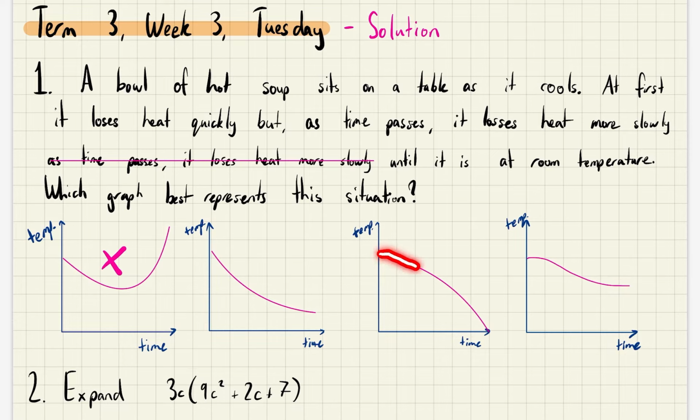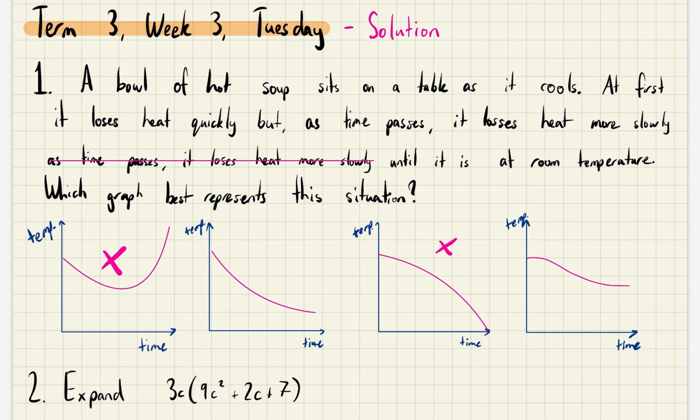So for the third option, temperature starts to go down slowly and then speeds up, and then it goes until it hits 0 degrees. Now, that's not going to be right because it can't hit 0 degrees. It's going to hit room temperature. And it's not like your room is a fridge. And even if it was a fridge, it's still not 0 degrees. We're talking about a freezer for 0 degrees.